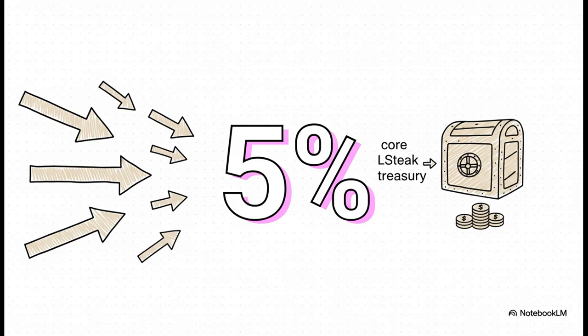And here's the deal for renting that machine. It's a hard rule, written right into the code. You can't change it. A flat 5%. 5% of every single dollar that gets deposited through a partner goes straight back to the LStake treasury. It's an automatic boost to the entire system.